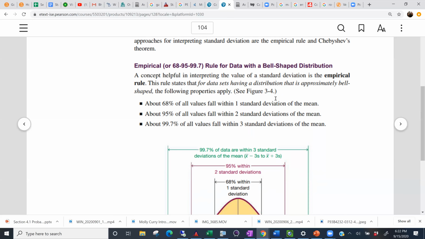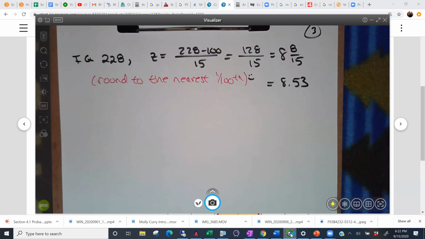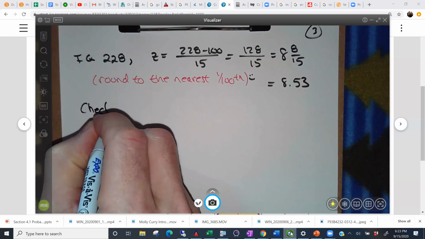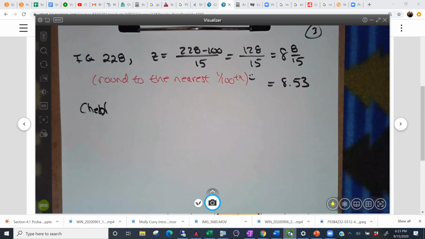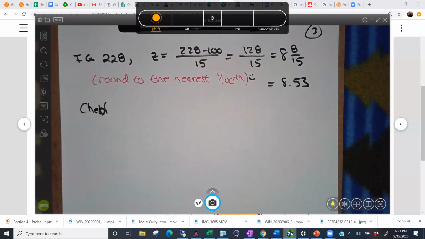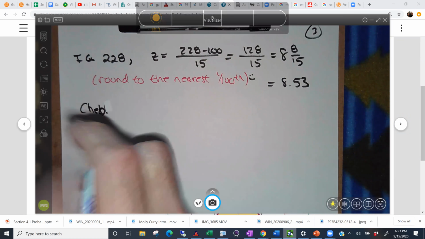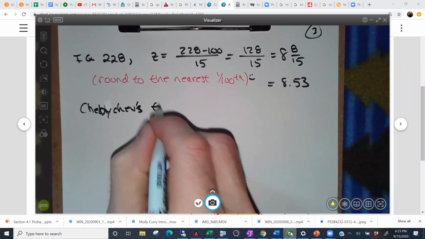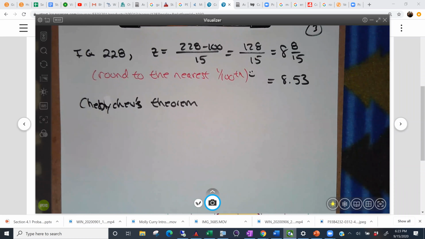And if something doesn't, then you can fall back on another theorem. So I remember his name, the Russian name, Chebyshev. Let's see. So Chebyshev doesn't know how to spell his name, neither do I. Chebyshev theorem. The nice thing about Chebyshev's theorem is that it works for any data set.